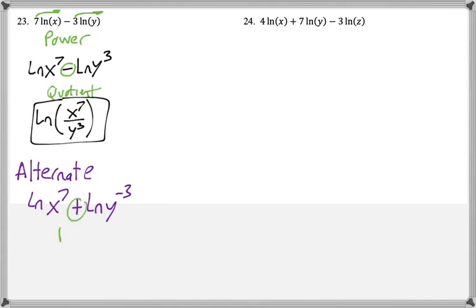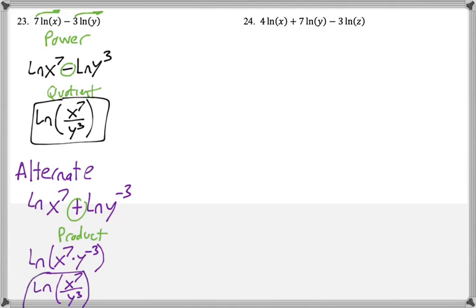And then the plus sign would tell you to use the product rule. So this would be ln of x to the 7th times y to the negative 3. But then, because we have a negative exponent, we need to move that to the denominator. So this would become ln of x to the 7 over y to the positive 3. So either way is okay, as long as you can get ln of x to the 7 over y to the 3.